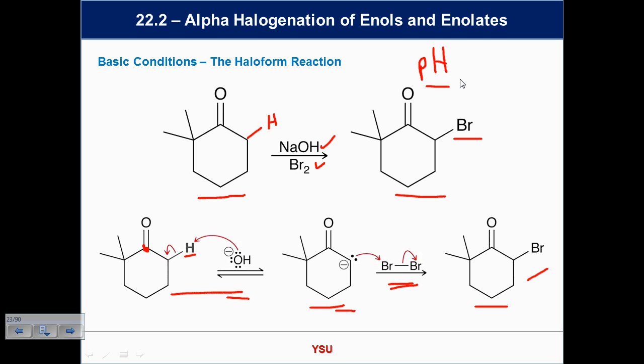So we've changed from acid, where we did H plus and Br2, and now we've done the counterpart where we did the base with Br2. You get the same outcome, but again, negative species. Everything along the reaction profile is negative to make sense of that.